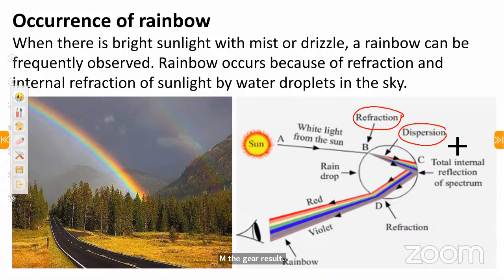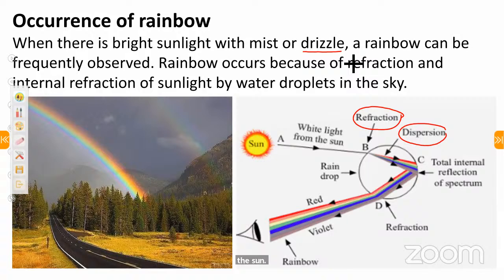Rainbow is a nice scenery. You can't see rainbows always, it is a rare incident. Always the rainbow occurs in the drizzle rain. And it is opposite to the sun.